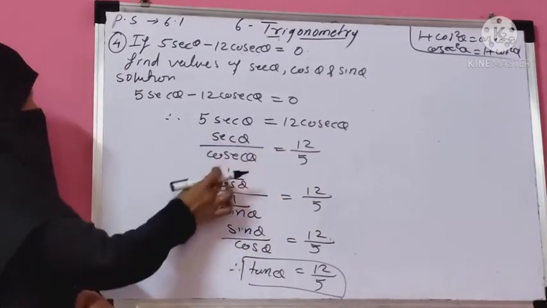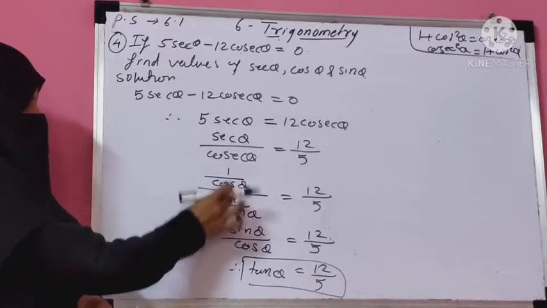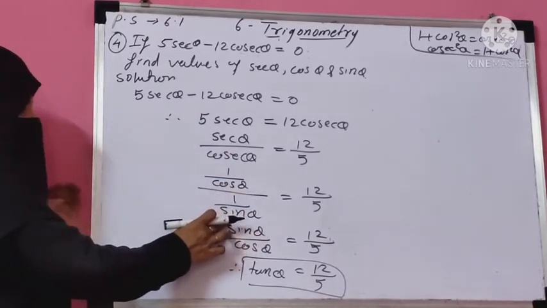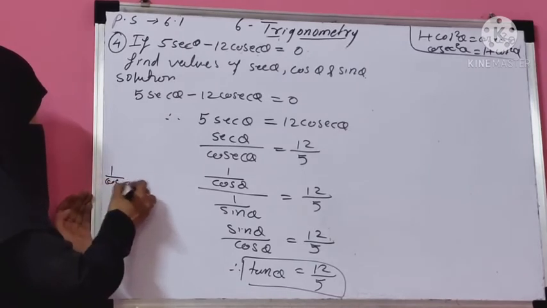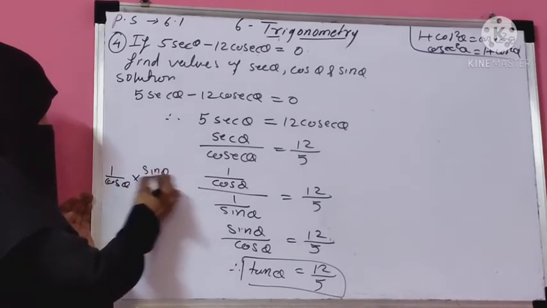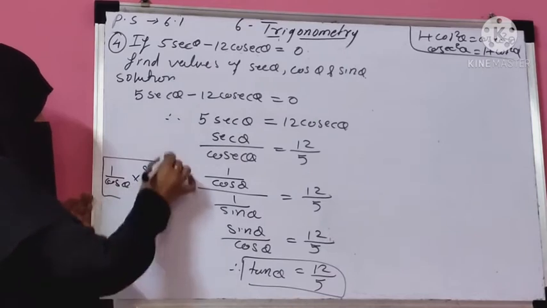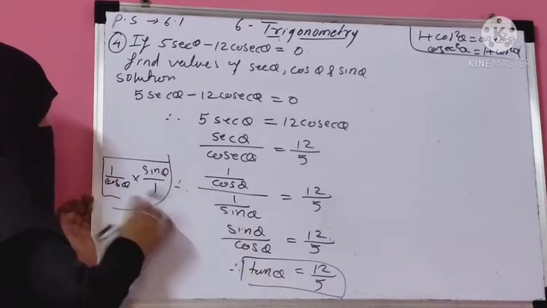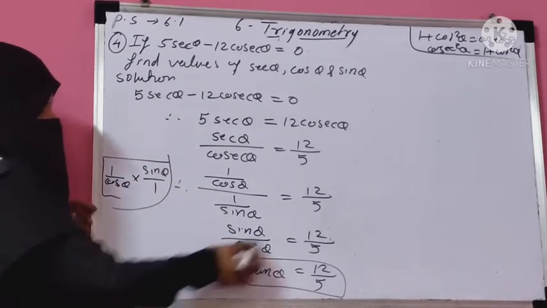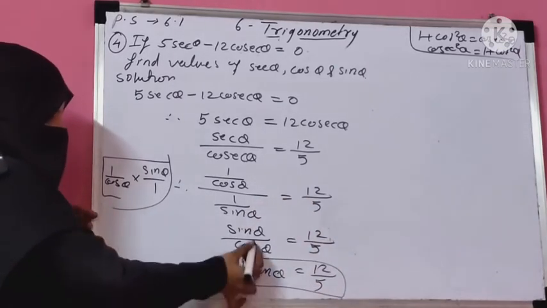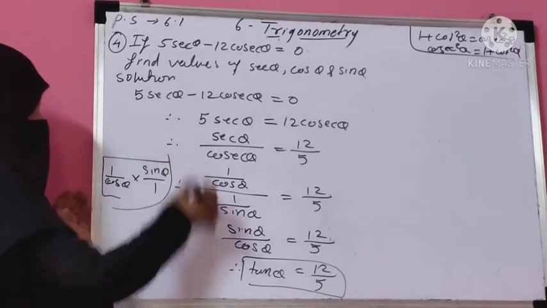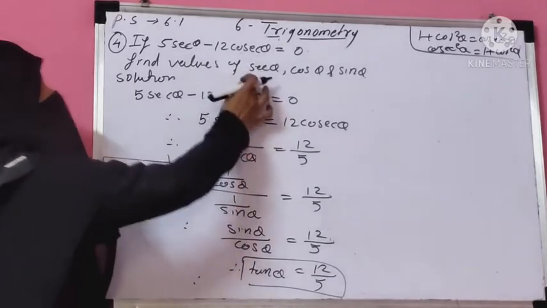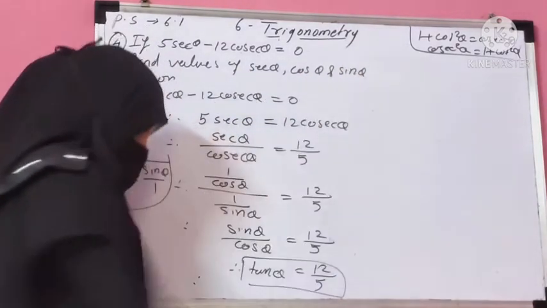Now sec theta is 1 upon cos theta and cosec theta is 1 upon sin theta. Divide, convert to multiply, then it becomes 1 upon cos theta into sin theta upon 1. In the multiply case, the ratio becomes sin upon cos theta is 12 upon 5. So sin upon cos theta is tan theta, which is 12 upon 5. Got it? Now you have to find sec theta, cos theta and sin theta.